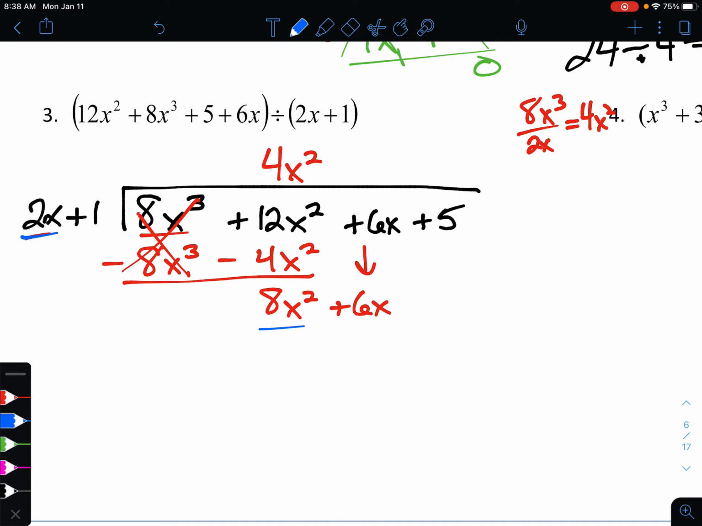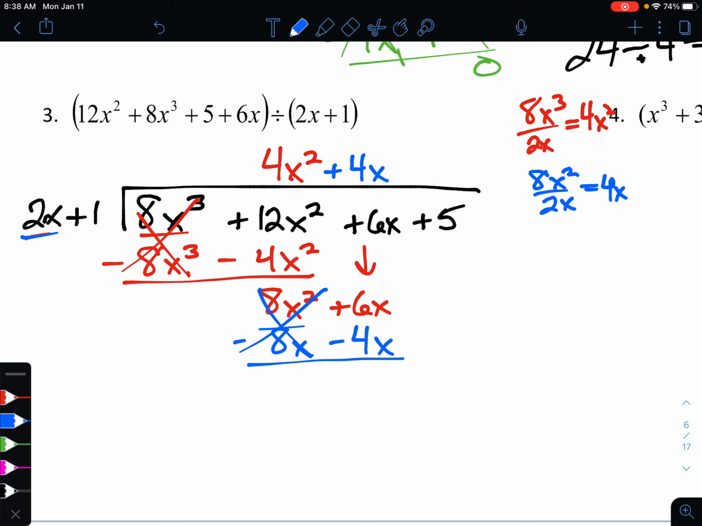So now we're taking 8x squared, dividing that by 2x, which is 4x. So we'll put a plus 4x above our division bar, distribute that through, so 4x multiplied by 2x is 8x squared, 4x multiplied by 1 is 4x, and then we're subtracting, so make both of them minus. And we'll get 8x squared minus 8x squared is 0. 6x minus 4x is 2x. And then we'll bring down our plus 5.